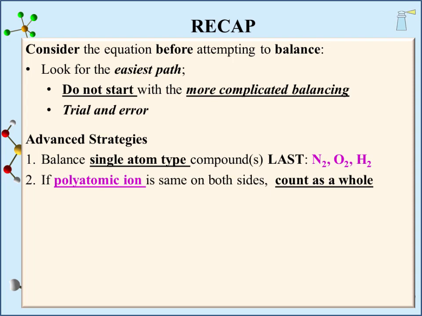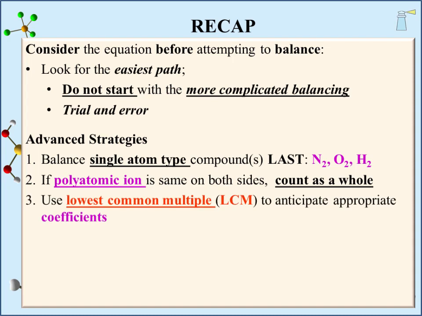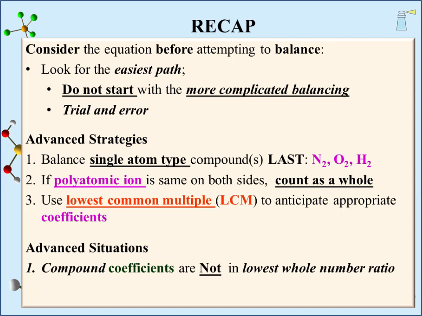If a polyatomic ion is the same on both sides of the reaction, count it as a whole. Many times polyatomic ions are unchanged in the reaction and can be treated as a single entity. Use lowest common multiple, LCM, to anticipate appropriate coefficients. This is for situations where balancing an atom type requires adding a coefficient to compounds on both the reactant and product sides. As for advanced situations, there is compound coefficients that are not in the lowest whole number ratio. The coefficients will need to be multiplied or divided by a common whole number value.